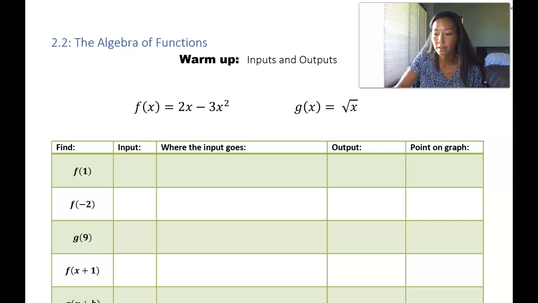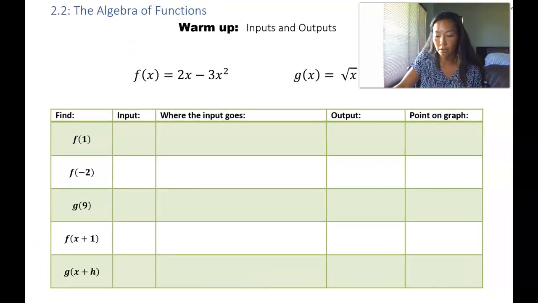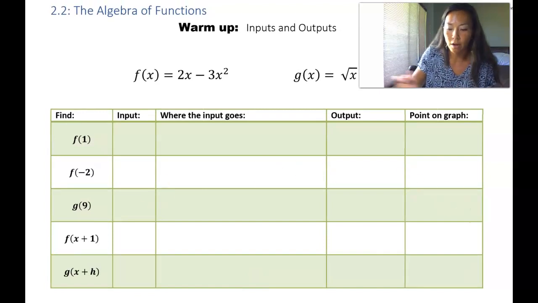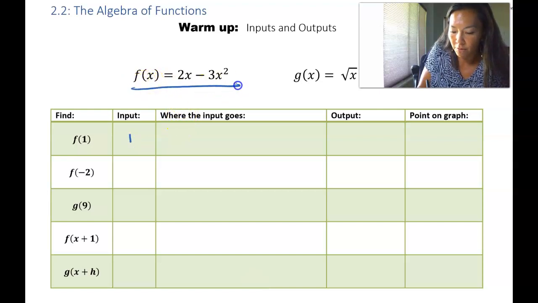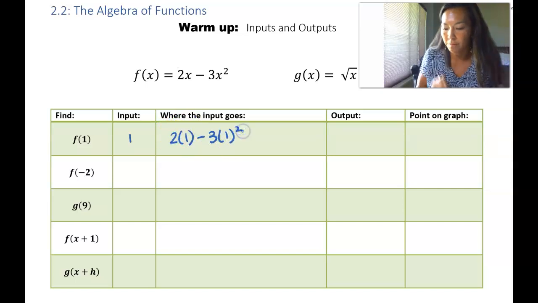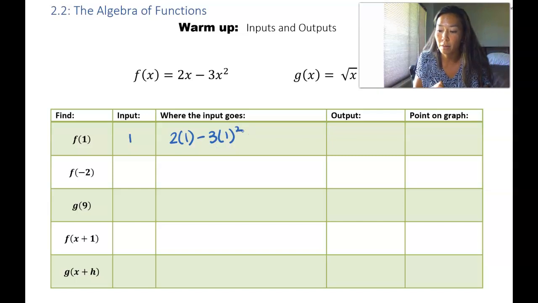So I want you to try this as a warm-up. Tell me what the input is, what function it goes into, and what you get as your output. And then list it as a point on the graph. We are going to do one together. So f of 1: the input is 1. It's going to go into this f function, 2x minus 3x squared. So it's going to go like this: 2 times 1 minus 3 times 1 squared. And then simplify that using PEMDAS.